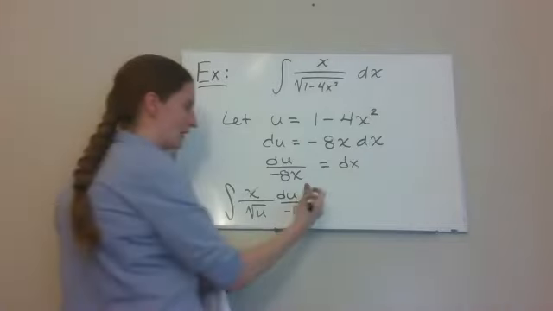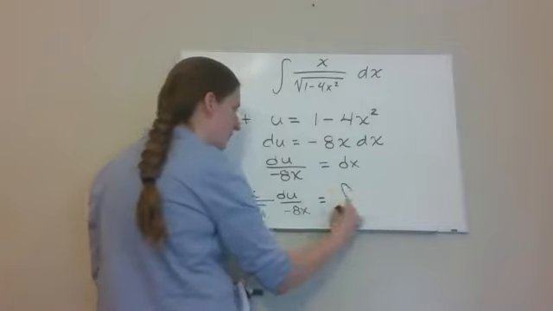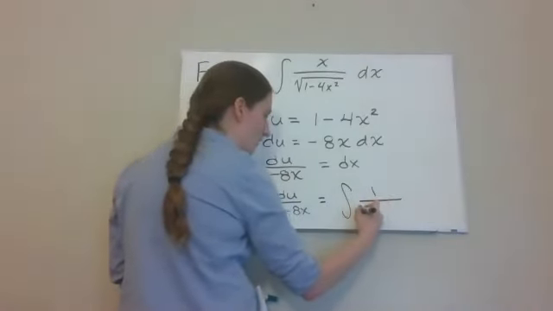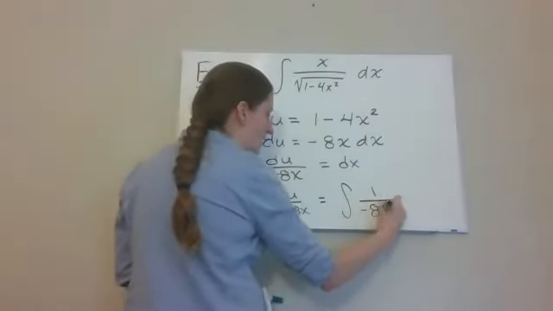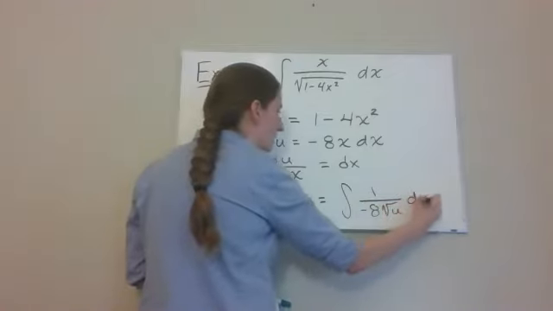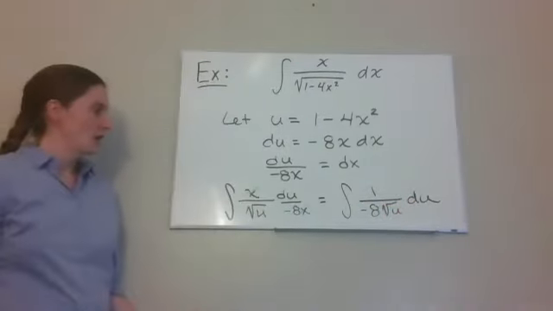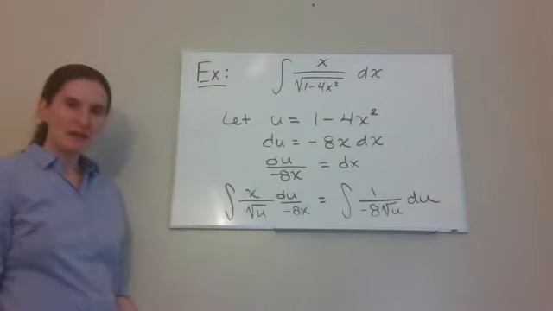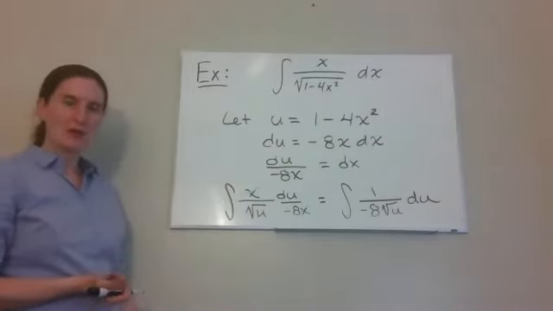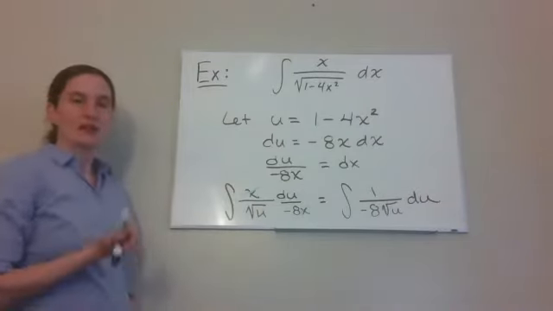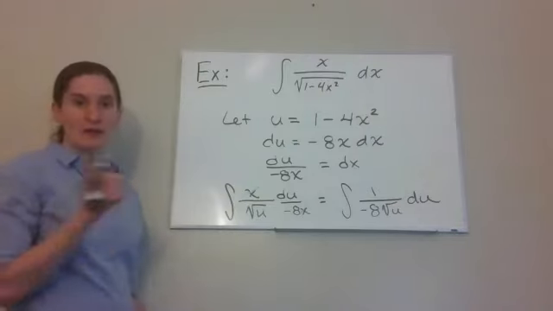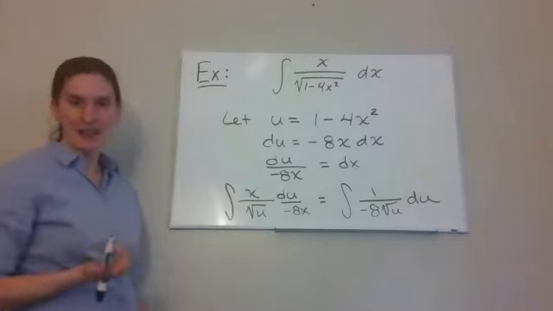So when I rewrite this problem, I now have 1 over negative 8 square root of u du. And that still looks a little bit scary, but we know how to rewrite that square root with an exponent. A square root is a 1/2 power. It's in the denominator, so it's going to be a negative 1/2 power.